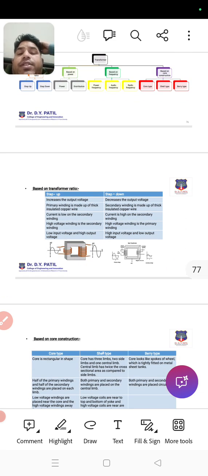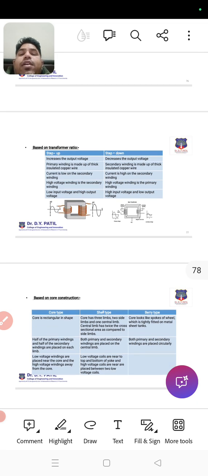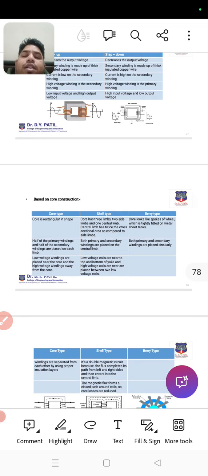What is step up and step down, increasing the output voltage, decreasing the output voltage? Already we learned that when the winding N1 is greater than N2, that means the primary winding is greater than the secondary winding, we call that step down. When the secondary winding is greater, we call it step up. Already we can see here increasing output voltage, decreasing output voltage. The current law of the secondary, you can read that.